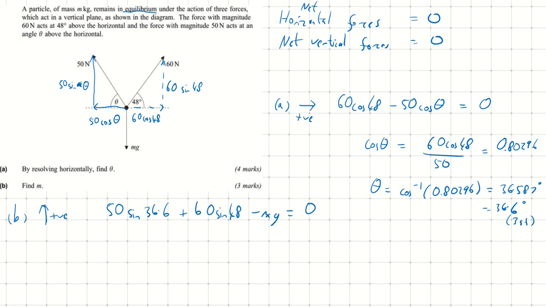So again, we're now just going to rearrange this and work out what mg is. If we plug in 50 sine 36.6 plus 60 sine 48 into our calculator, we get that mg is equal to 74.390. The question asks for m, so m is just 74.390 divided by g, which is 9.81, and we get m being 7.58 kilograms.